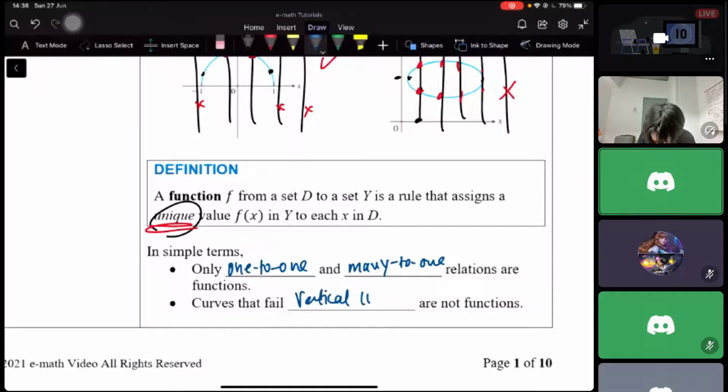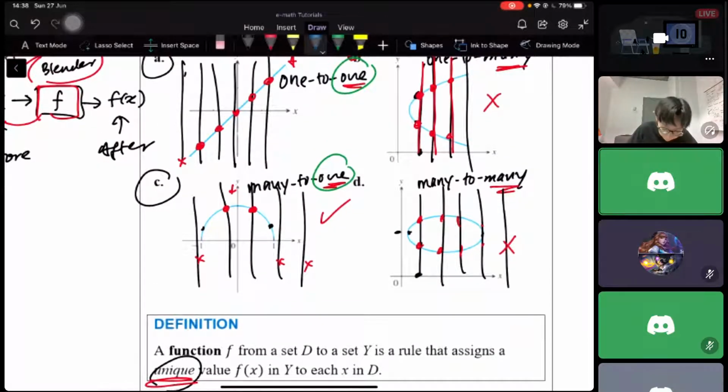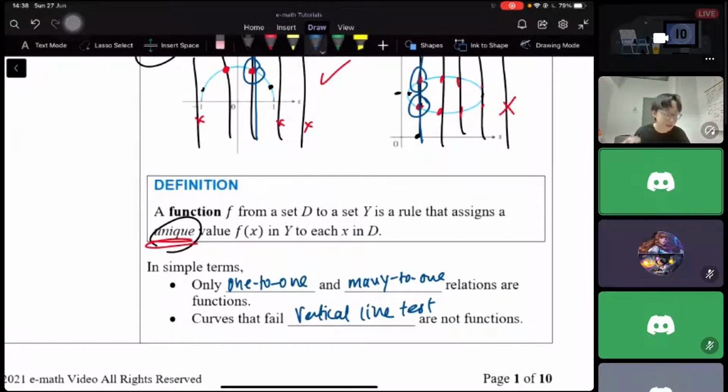So basically, this vertical line test is to test, you see, you just try to make sense of it. For whatever vertical line that you draw, it is from one input, right? One input can only have one output. One input cannot have 2 outputs. Okay, so this is the idea behind the vertical line test.